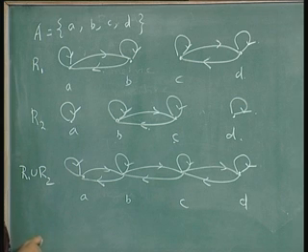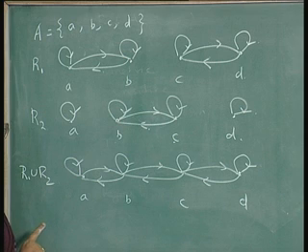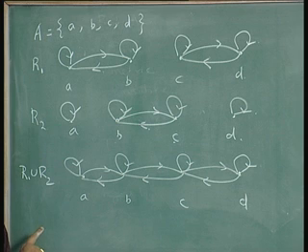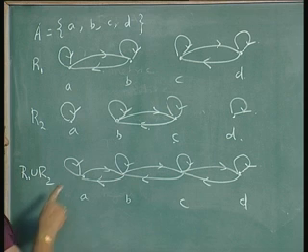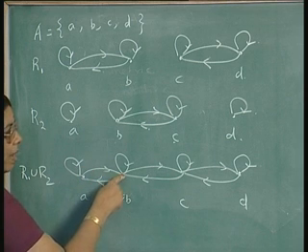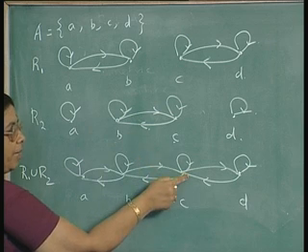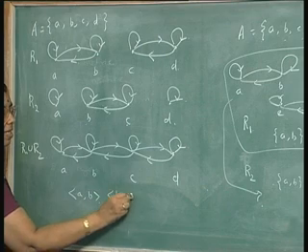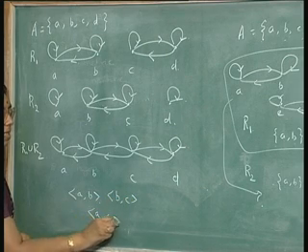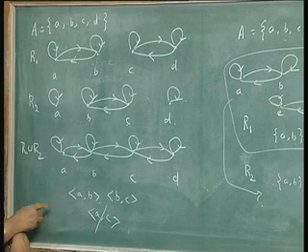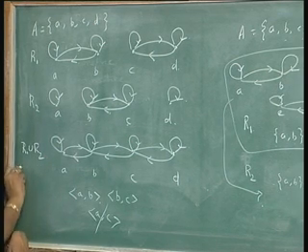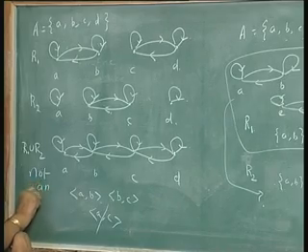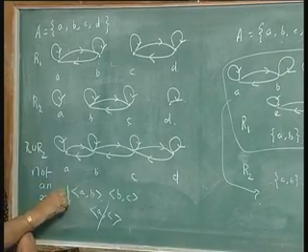The reflexive property is not affected, R1 union R2 will still be reflexive. The symmetric property is also not affected, R1 union R2 is still symmetric, but R1 union R2 is not transitive. You have an arc from A to B and an arc from B to C, but you do not have an arc from A to C. That is, you have the ordered pair AB, you also have the ordered pair BC, but the ordered pair AC is not present. So, this is not transitive. So, this is not an equivalence relation.